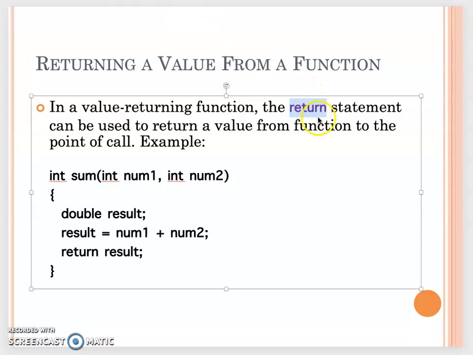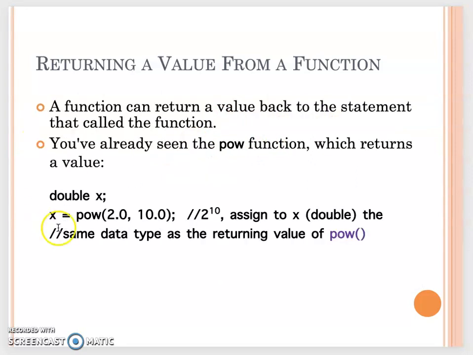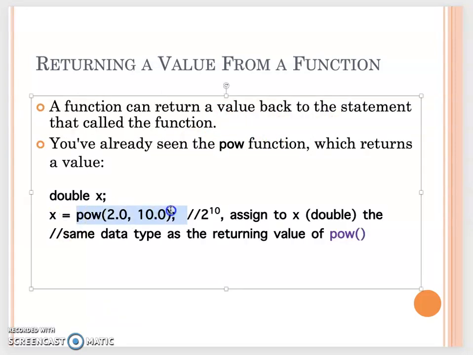So this is the return keyword, followed by the value you want to return. The return statement can be used to return a value from the function to the point of code. That means when we return, the value will return back to where we call the function. For example, here we call the power function, so the value 2 to the 10th power will return to this point.